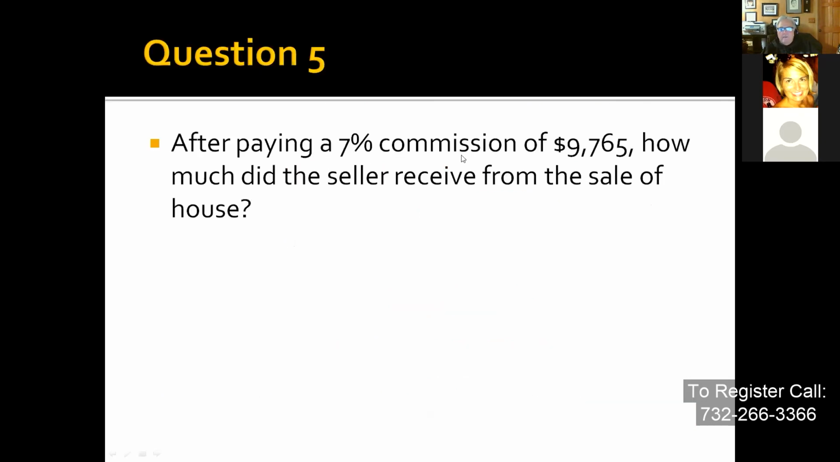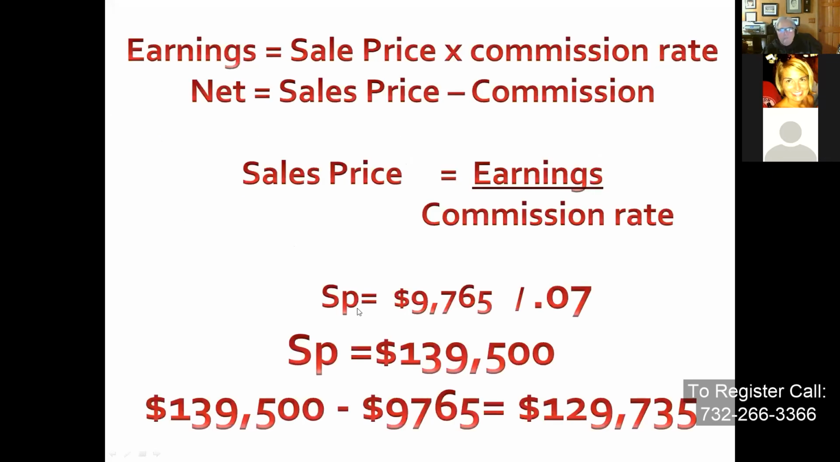Again, after paying a 7% commission of $97.65, how much did the seller receive? So first thing we're going to find out is what the sales price was, and we do that by dividing $97.65 by 0.07. And then when we find that number, we're going to subtract what was paid in commission because that's how much the seller received. So again, a lot easier than it looks.